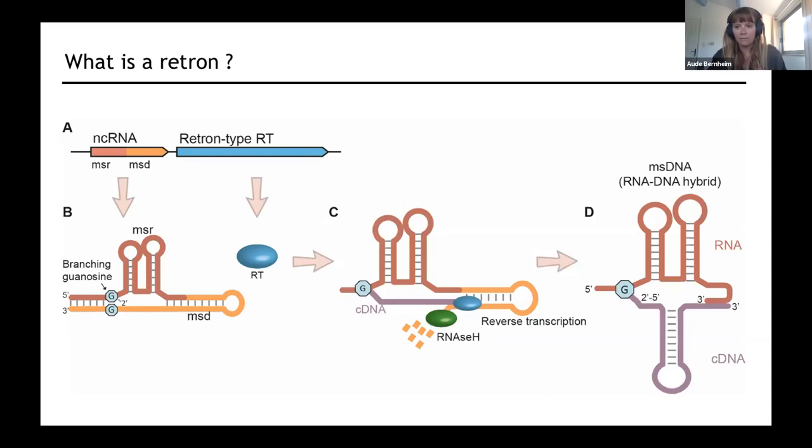And while this is a beautiful characterization at the biochemistry level, and it was detailed for 16 types of retrons, there was absolutely no idea what these elements were used for by bacteria.